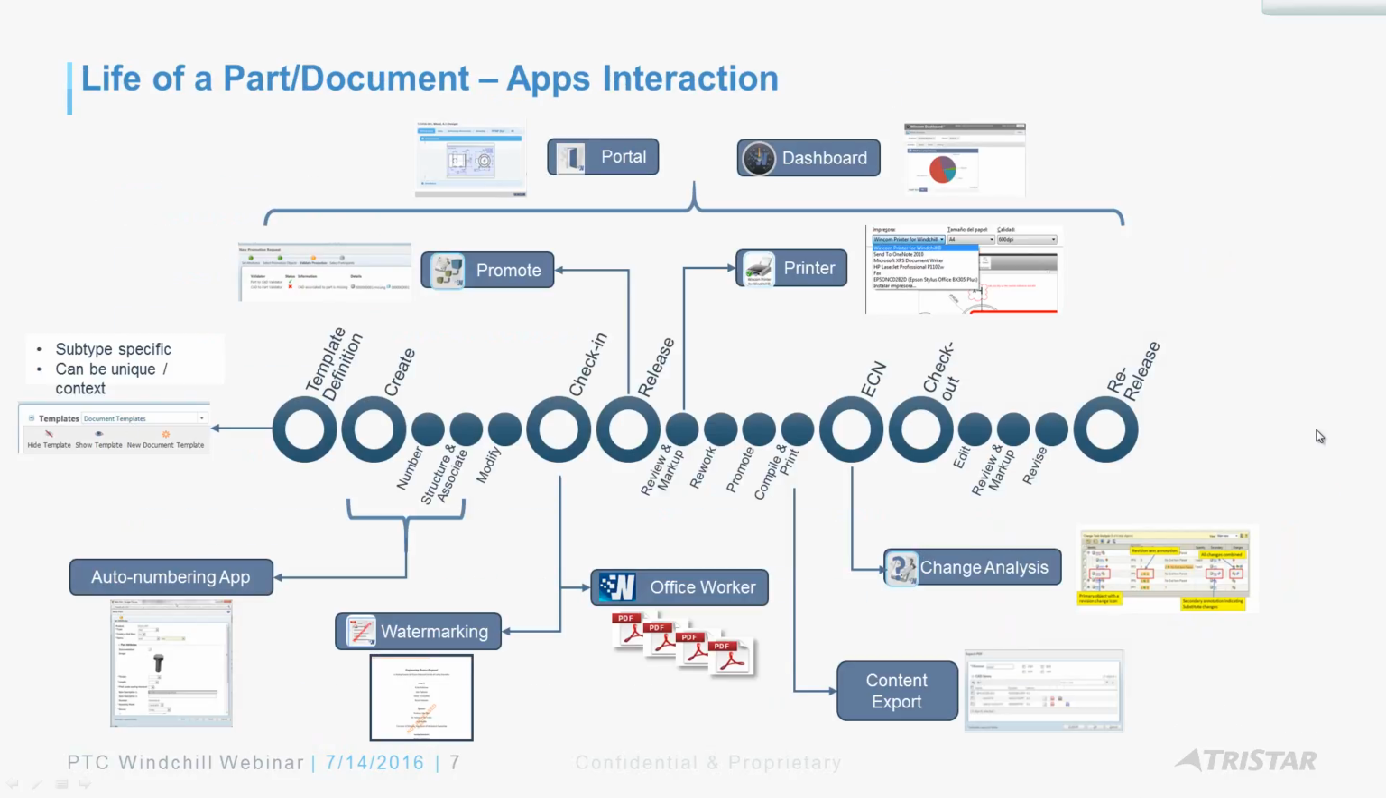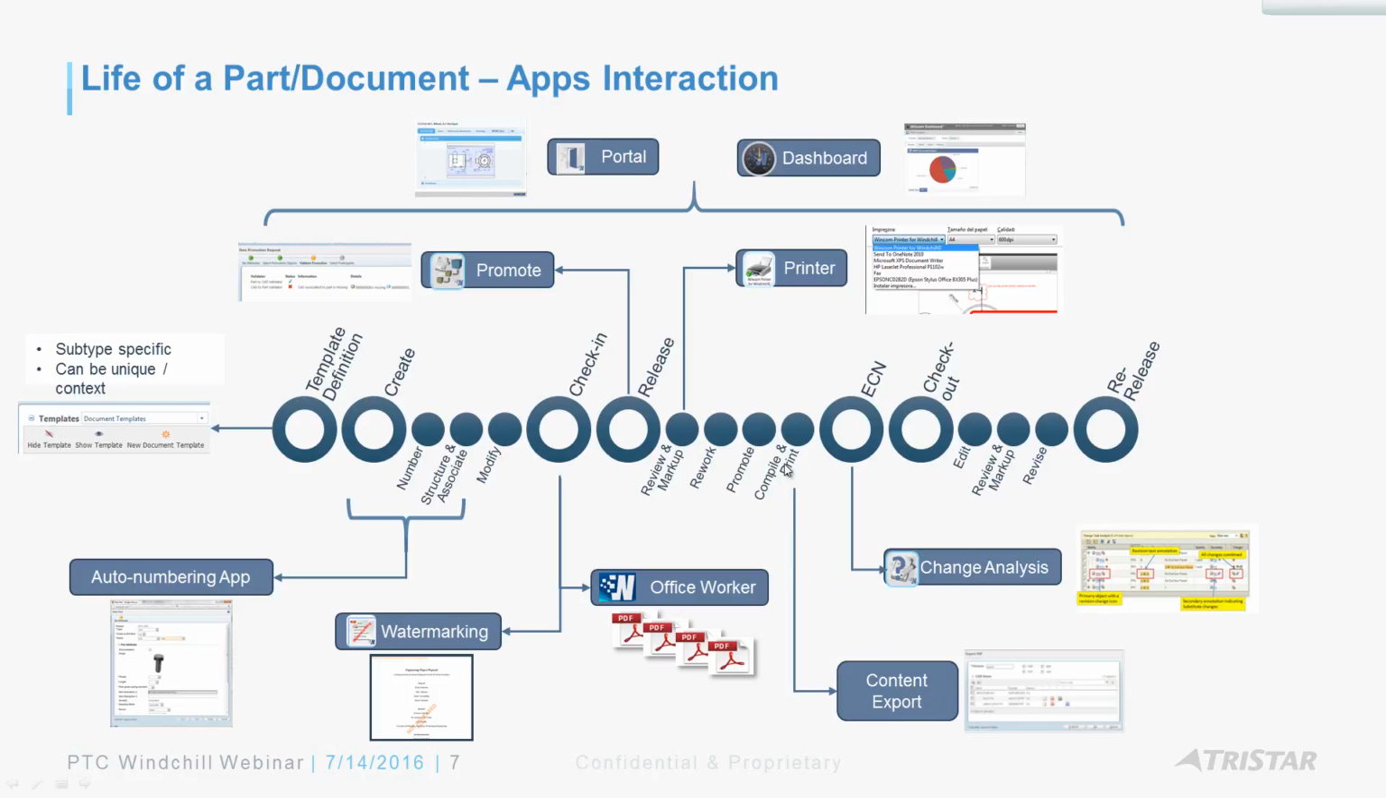And you also, in previous webinars, may have seen this page where the various apps are interacting with the life of a part or document through its life cycle. There's apps on the front end that do numbering. There's apps that upon check-in, a lifecycle state change, or a release will create PDFs, create neutral files, and export them somewhere.